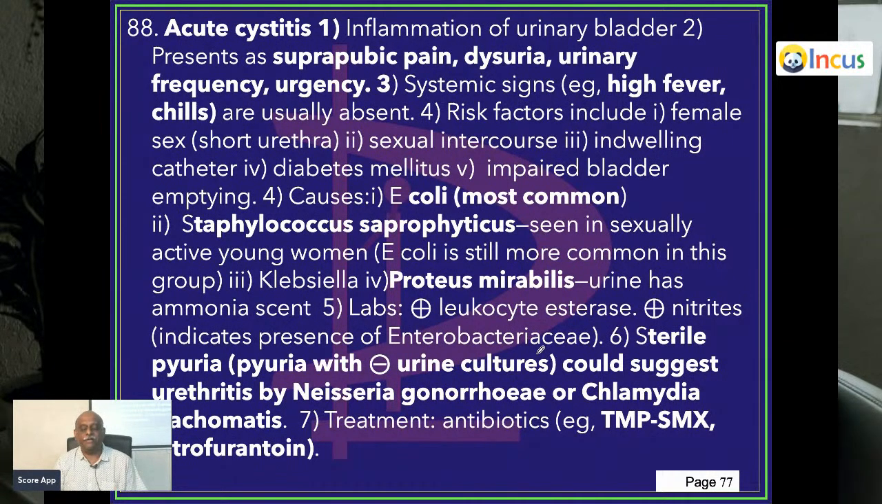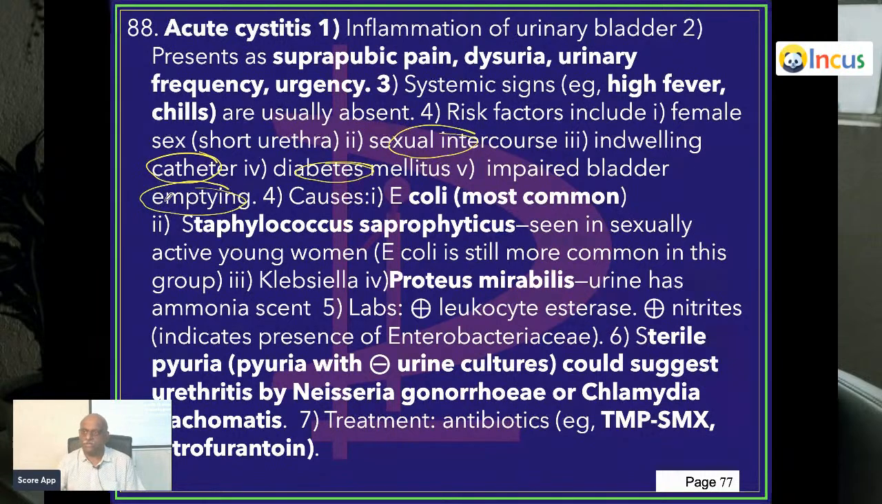What is the risk factor for the bladder to be infected? Being a woman is a risk factor because a woman has a short urethra and is sexually active. Similarly, those who have a sexual intercourse history, any indwelling catheter is a risk factor. Diabetes, impaired bladder emptying, anything can cause acute cystitis.